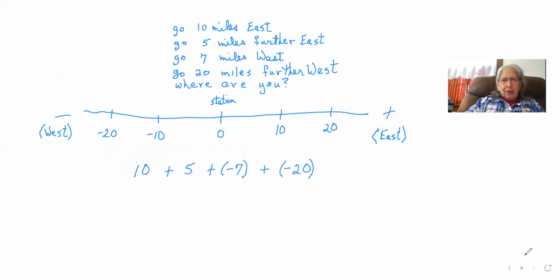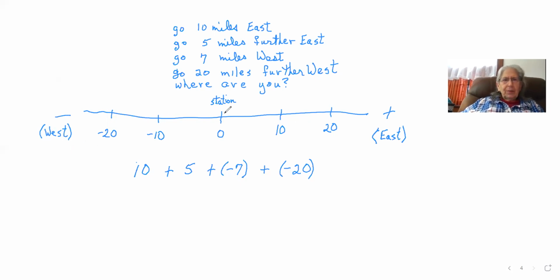Now we're going east and west. We've got a train track. Here's the station. We put him at point 0. Here are the work orders for today. Go 10 miles east and do whatever you do when you get there. Go 5 miles further east, do some work. Return 7 miles west. And then go 20 miles further west. We're going to assign east to be positive and west to be negative.